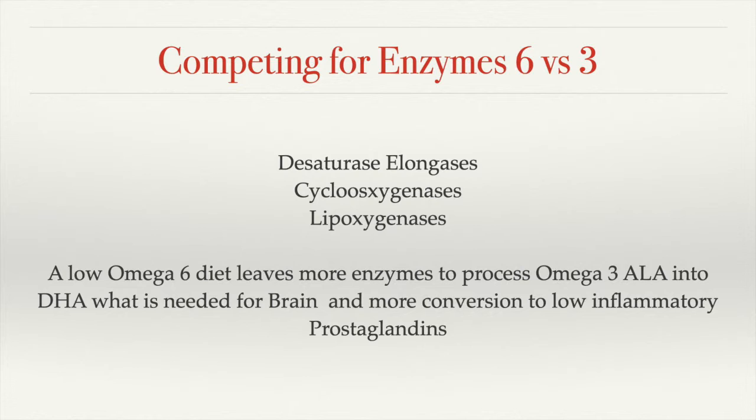These enzymes, the 3 listed here: desaturase, elongase, cyclooxygenase, lipoxygenase. A low omega-6 diet, meaning low in omega-6 oils, leaves more enzymes to process omega-3 into DHA, which is needed for the brain, and more conversion to the low inflammatory prostaglandins. So this is one of the reasons why it's good to eat a low omega-6 diet. In other words, avoid vegetable oils that are refined and fried foods.